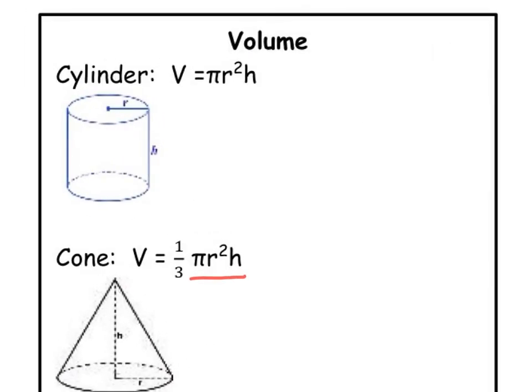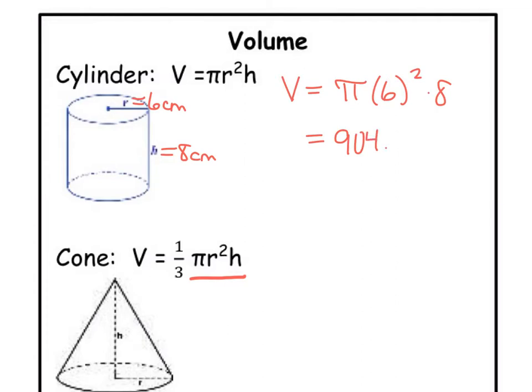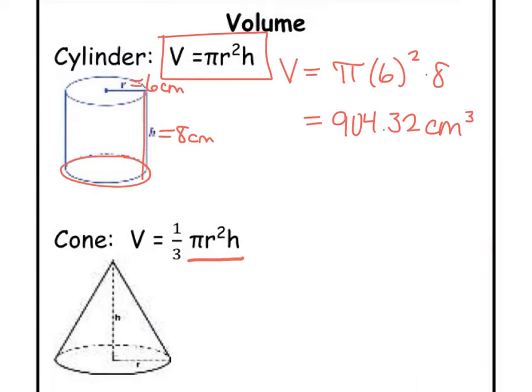For the cylinder, we'll make this cylinder have a height of 8 centimeters and a radius of 6 centimeters. To find the volume, we're just plugging it in. It's pi times the radius squared, the radius squared is 6, times the height, which is 8. We multiply that all out and we get 904.32 cubic centimeters. That's it. But you do have to memorize this formula right here. And again, it's the area of the base times the height.